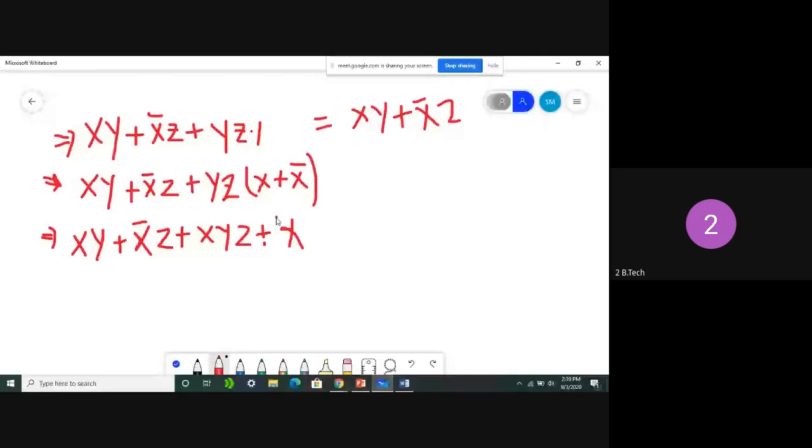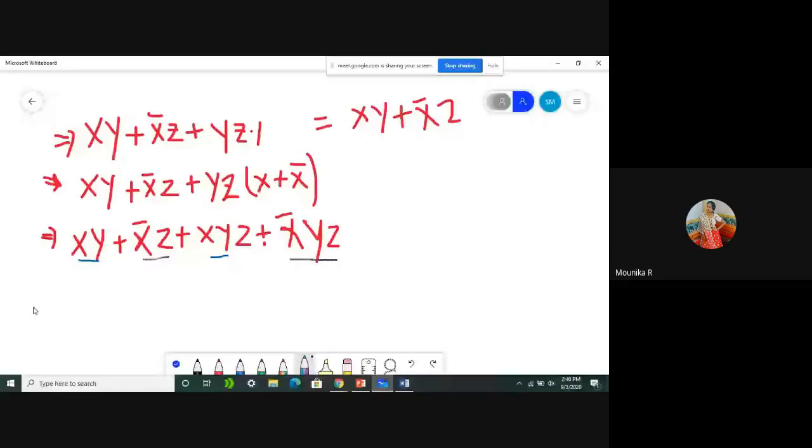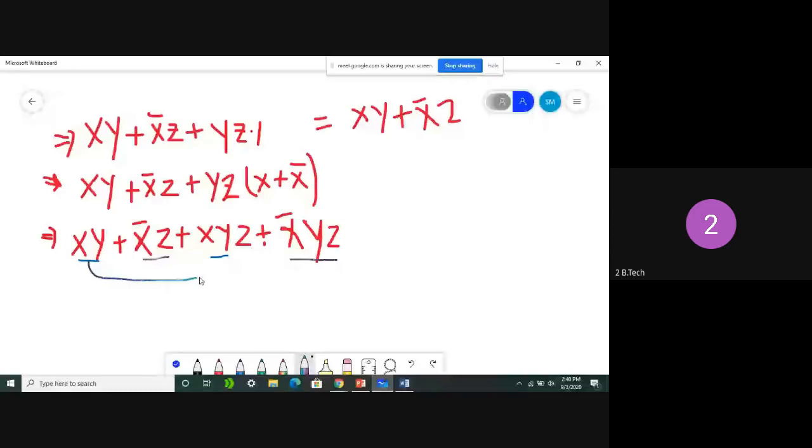See here, we have some common terms. Here the xy term is there, and here the xy term is there. One more thing, here the x bar z term is there, and here also the x bar z term is there. Clear to all of you? So I am taking xy common from these two terms and separating the xy term.